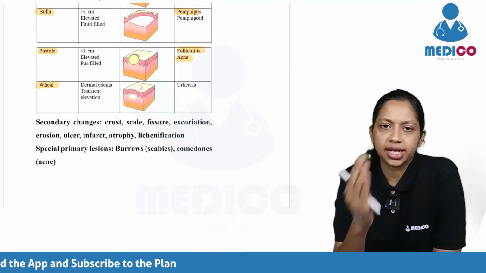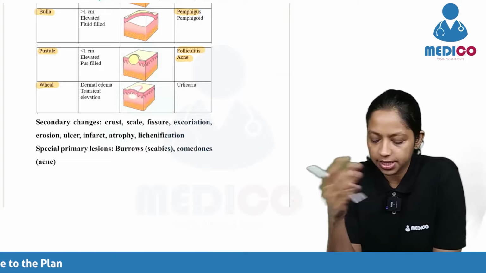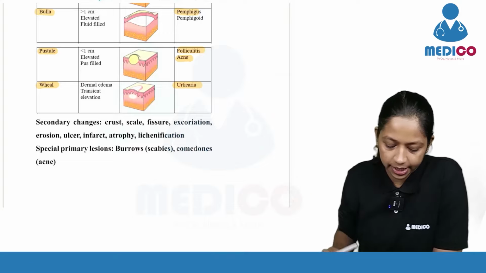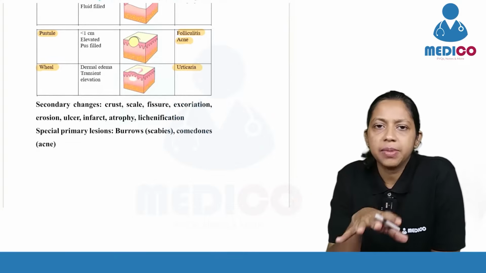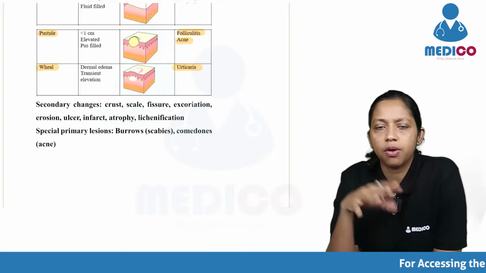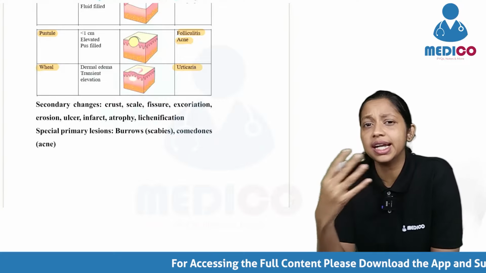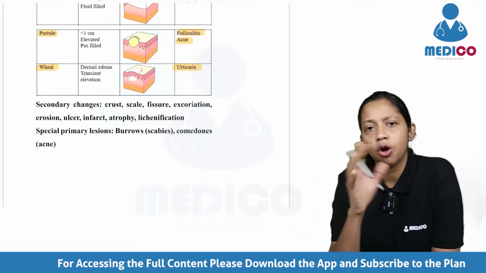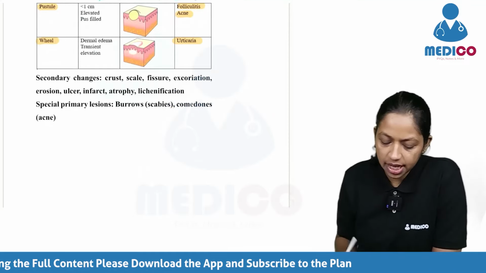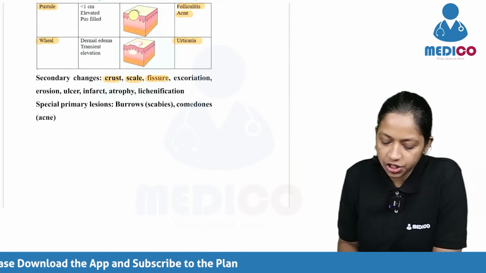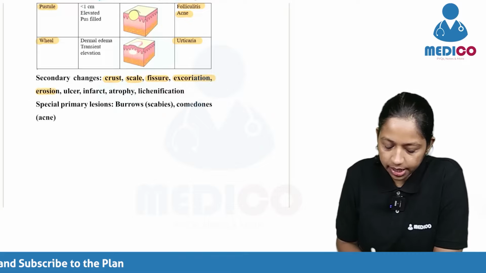And usually it is transient, lasts less than 24 hours, and the common example is urticaria. Now, these are the primary lesions, and anything that is beyond this would be qualified as a secondary lesion. So, what is a secondary lesion? Secondary lesion is the changes that occur over the primary lesions. So, examples include crust, scale, fissure, excoriation, erosions, ulcer, infarct, and atrophy.